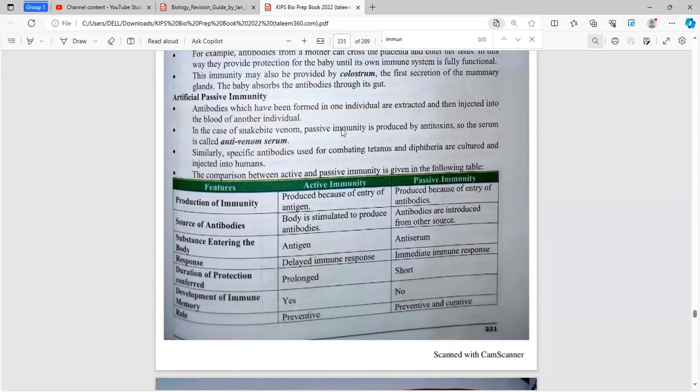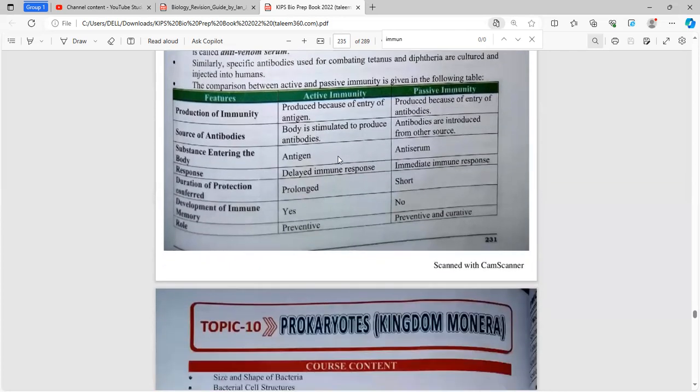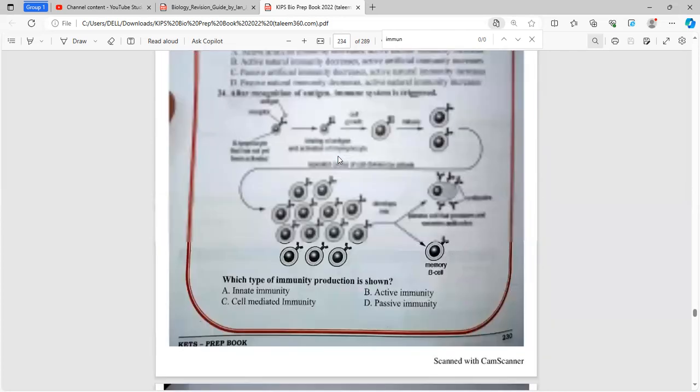These are some of the differences listed between active and passive immunity. Active immunity is natural and passive immunity is immediate. That's why in case of, for example, a dog bite, passive immunity is preferred in comparison to active immunity, which is delayed. Thank you. This wraps up our chapter on immunity.